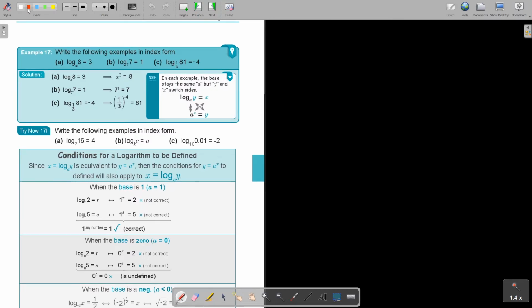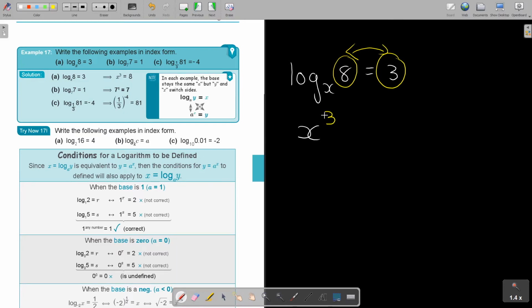So if I'm having one like this, I have log, and it's the same principle. Now the base is x, so keep the base, and then take this 3 and swap it back. So it's going to be x to the power of 3, and that will be equal to 8. Okay, x to the power of 3 is equal to 8. And this one, you keep the 7 and you swap this 1. So 7 to the power of 1 is equal to 7. And that's how you do it.